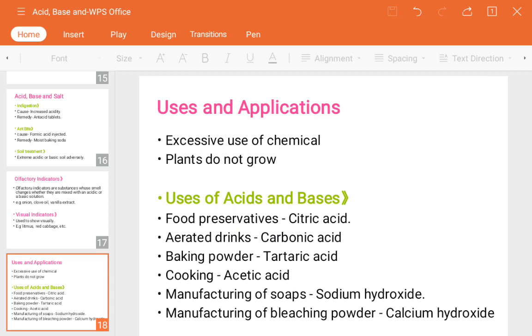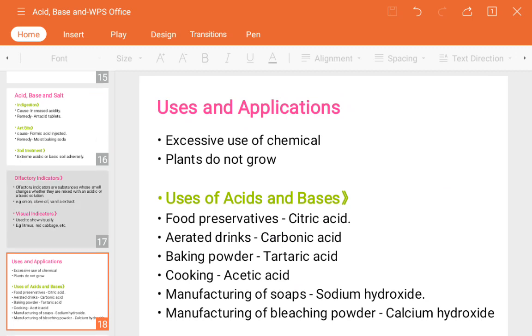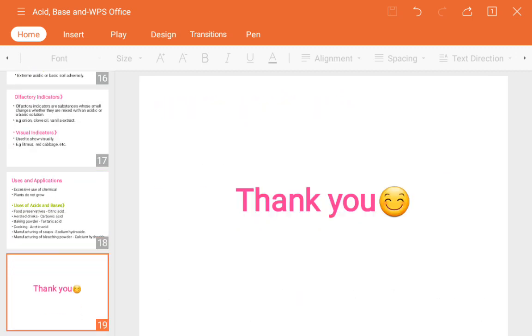So for preparing soaps and powders we use basic substances, and for cooking, baking, aerated drinks and food preservation we use acidic solutions or products. These are some examples of the acids and bases which we use, mostly in large production in industries and factories. So this is about our today's session, and the last portion of the acid, base and salt chapter.